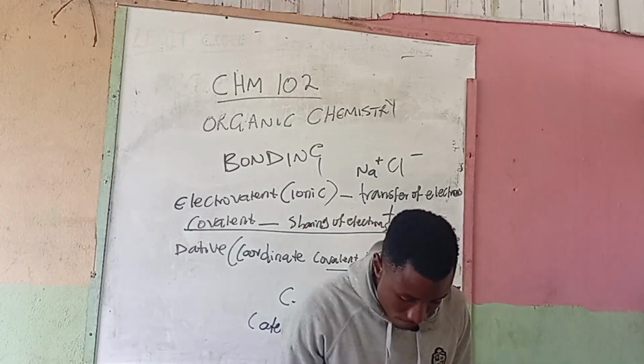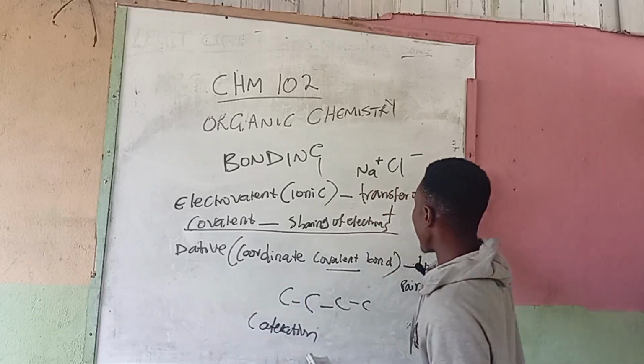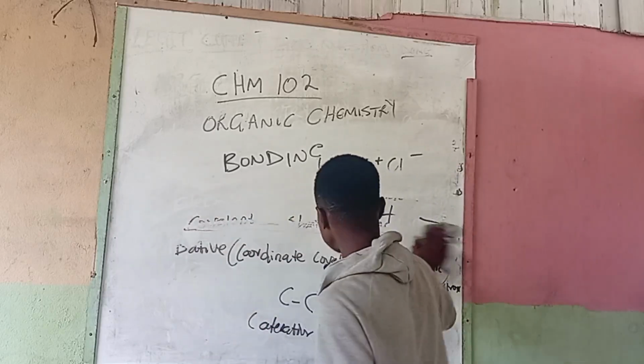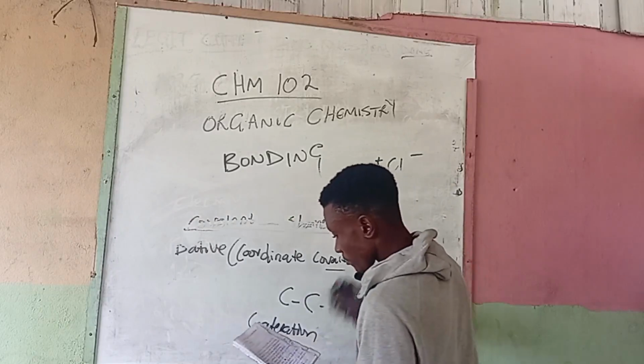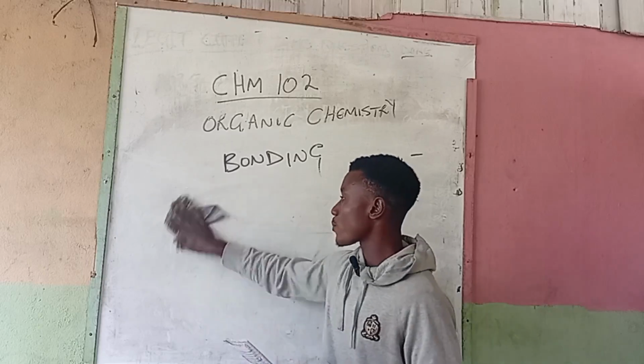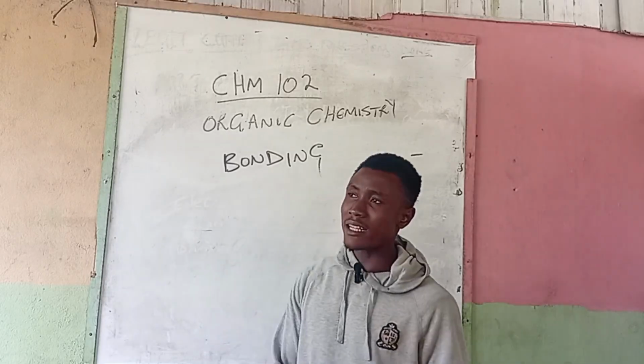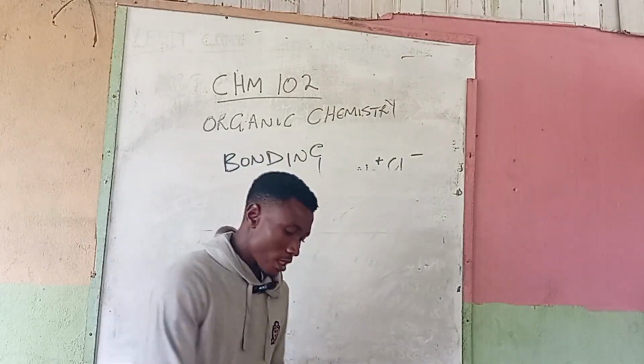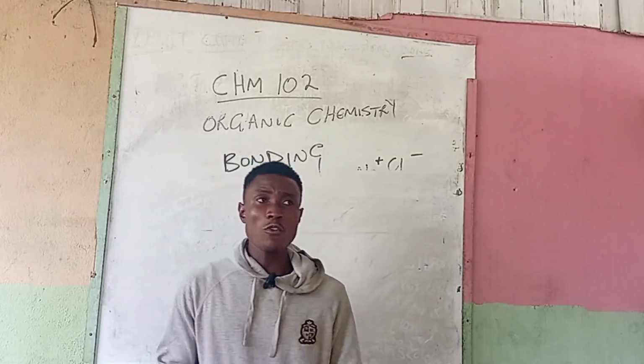So let's talk about bonding in organic compounds, right? The bonding in organic compounds. Organic compounds generally form covalent bonds.